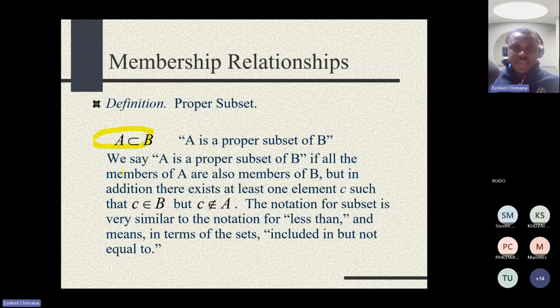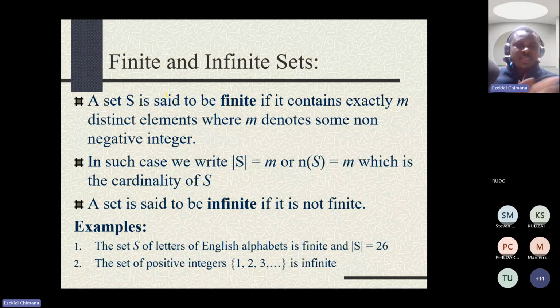So A and B are not equal, and there is no chance that A and B will be equal in a proper subset. All the elements in A are in B, but B has some other elements which are not in A. So B will be a bigger set than A, but all the elements in A will also be in B. That's a proper subset. Then let's talk about what we call a finite set and an infinite set.